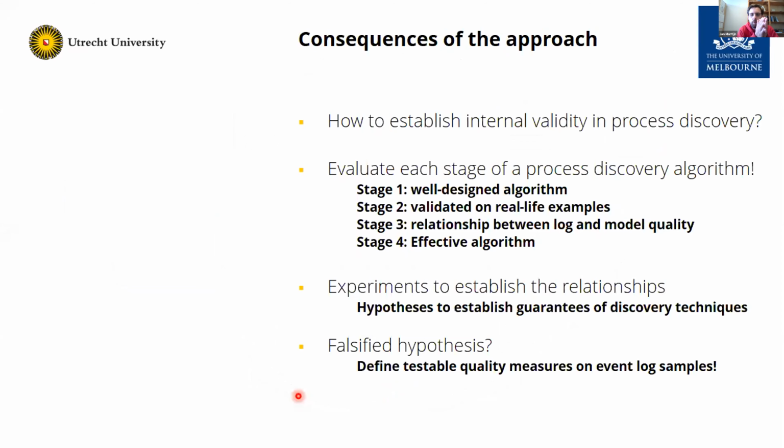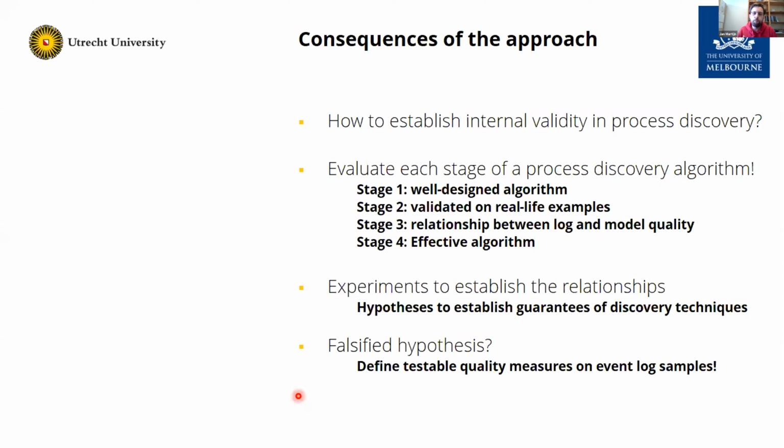So what does it mean? What are the consequences? The consequences are that we need to rethink our own algorithms. What's the stage of the algorithm? My own ILP miner is on stage one. The inductive miner is already somewhere in stage three. Probably if we improve the error measures, we can even move to stage four. But that way we can start looking into the algorithms and comparing them. We can start to discuss: if you want a certain property, which algorithm do you use? Why do you use that algorithm?